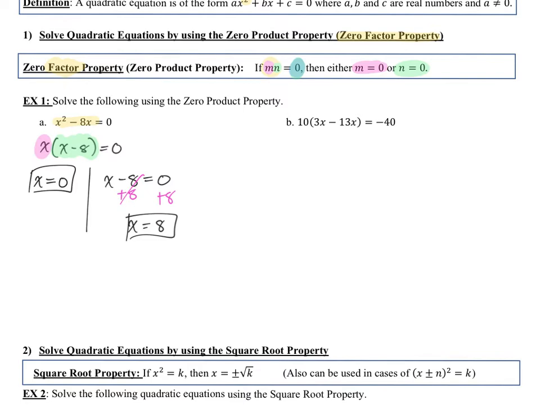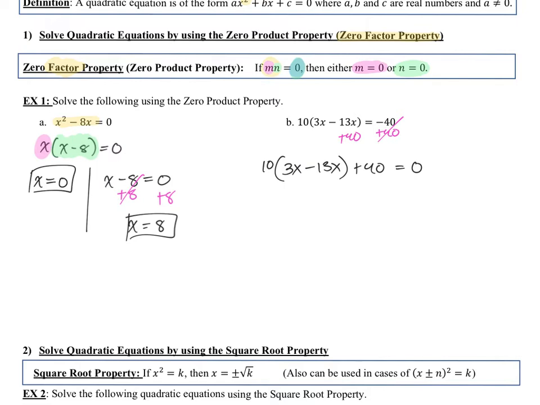Well, for the zero factor property, one of the main things that we need is we need it equal to 0 in order to use the property. And at the moment, it's not equal to 0. It's equal to negative 40. So let's move that 40 over. Then we have 10 times 3x minus 13x plus 40 equals 0.